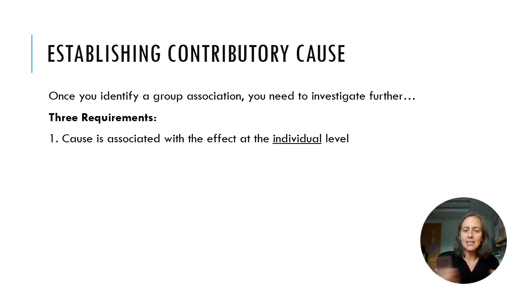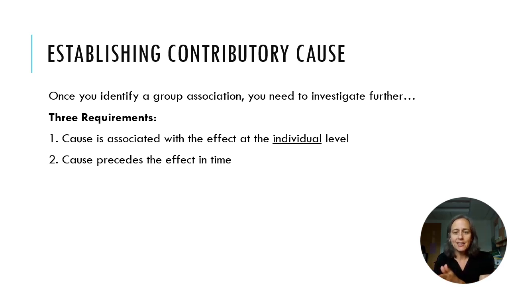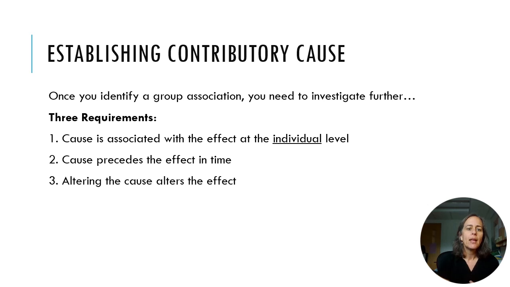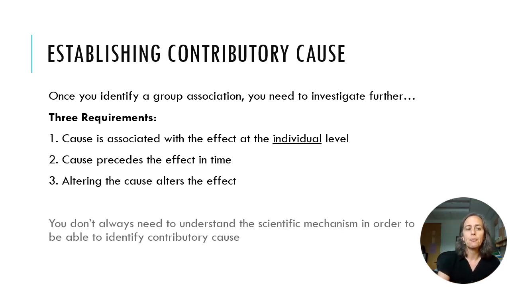We have to actually see that it tracks at the individual level. We also have to make sure that the cause precedes the effect in time, right? In order for it to cause it, it had to have come before. So we need to establish that, kind of the chicken or the egg. We've got to figure that out. And we also want to see if changing the cause, the potential risk factor, alters the effect, right? So if we change that, does it actually impact the disease at all?